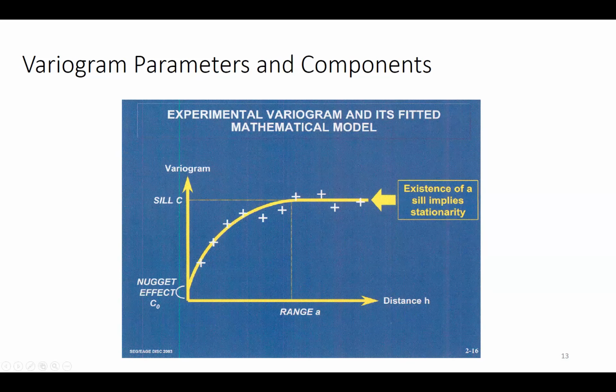So if we look here, with distance over the range, they are not correlated. And the nugget effect is the intercept of the variogram at zero distance, which represents the spatial variability at very, very short distance, or it's kind of a measurement error.